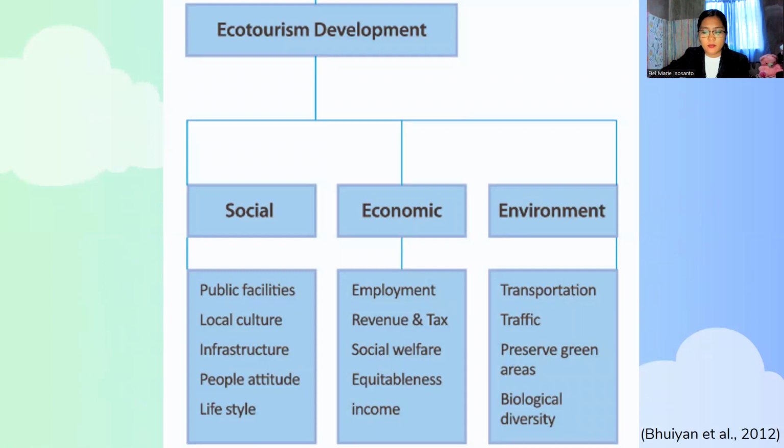So I have here the diagram by Boyan and others, 2012, that represents the ecotourism development together with the three dimensions that incorporate each other: the social, economic, and environment. In social, it consists of public facilities, local culture, infrastructure, people's attitude, and lifestyle. In economic, it focuses on employment, revenue and tax, social welfare, equitableness, and income. And in environment, it deals with transportation, traffic, preserved green areas, and biological diversity. So therefore, when it comes to management, balancing these three dimensions is very important in order to minimize the negative impact.